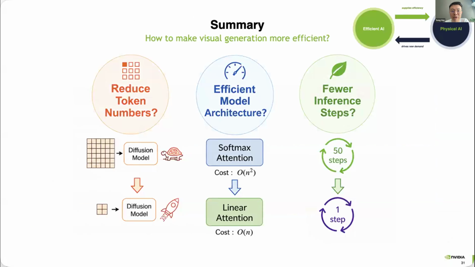Okay, in conclusion, we talked about 3 techniques for faster visual generation: reducing the number of tokens using the deep compression autoencoder, using efficient model architecture with linear attention for the SANA video generation model and the SANA world model, and finally, using the AnyFlow distillation approach to reduce the number of sampling steps.